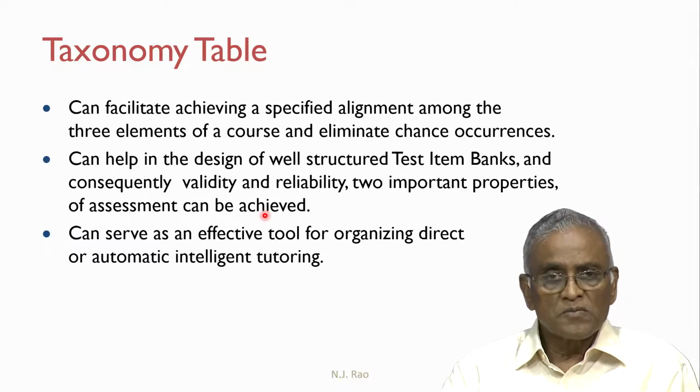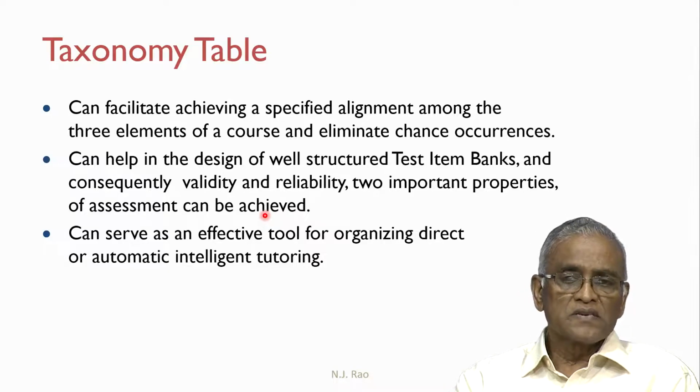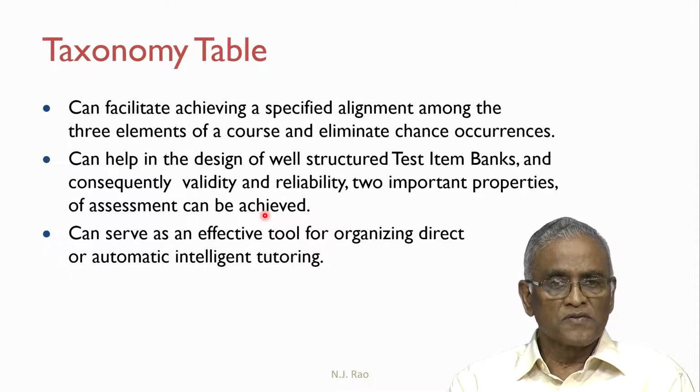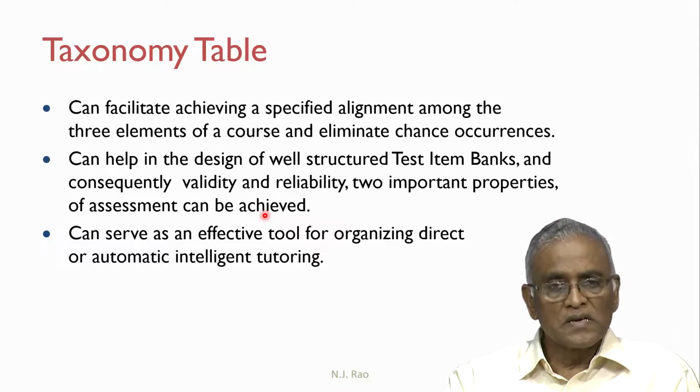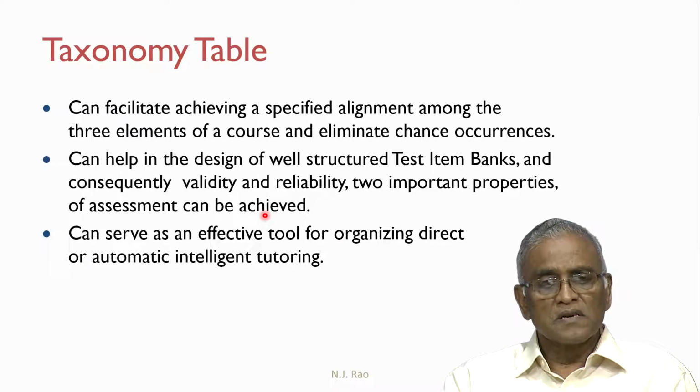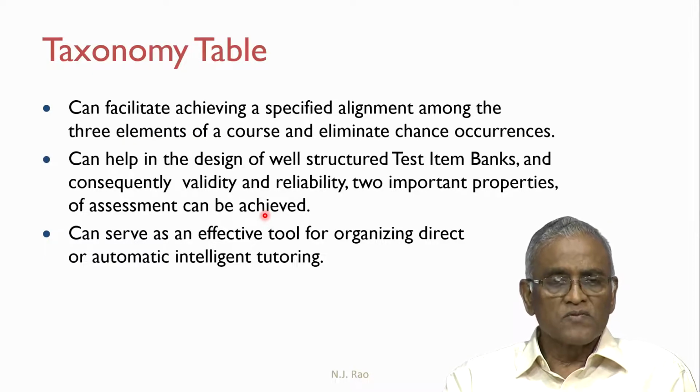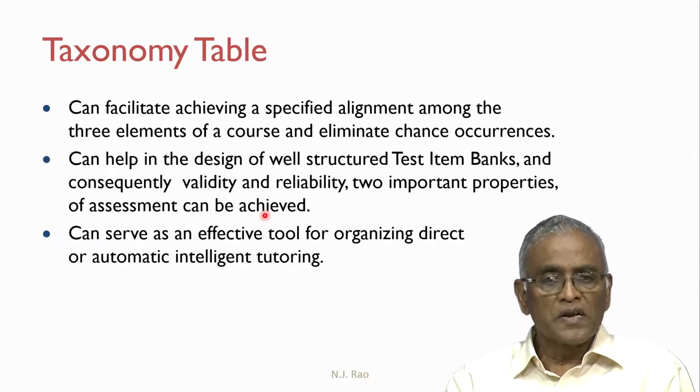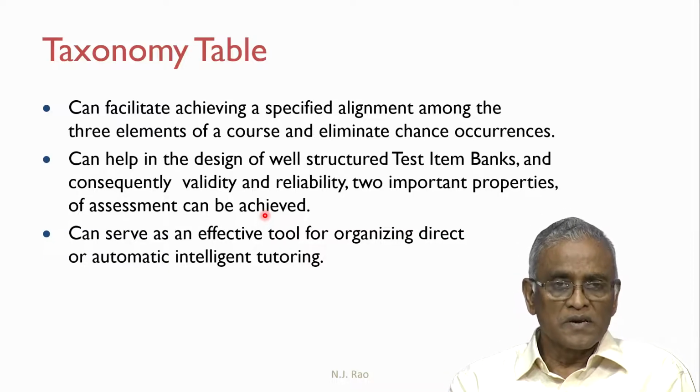So, what does the taxonomy table do? It can facilitate achieving a specified alignment among the 3 elements of a course and eliminate chance occurrences. As I mentioned, by properly tagging and locating them in the proper cells of the taxonomy table, and subjecting it to peer review as well, by discussing with peers we can make sure that we are not overdoing something or underdoing something. That is the great advantage of using a taxonomy table. It is an easy way of communication between peers.